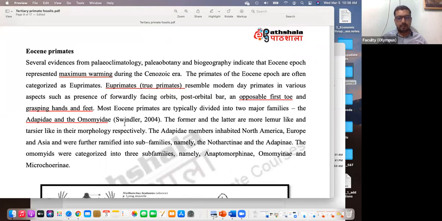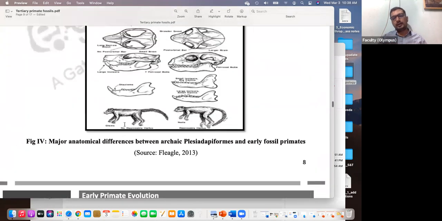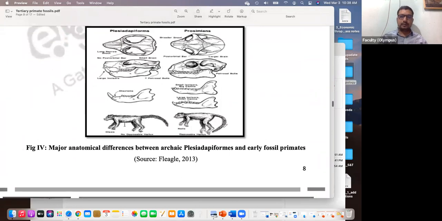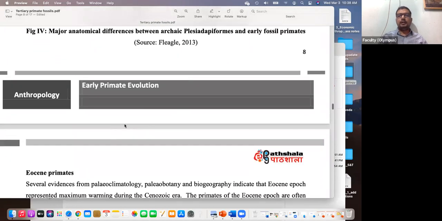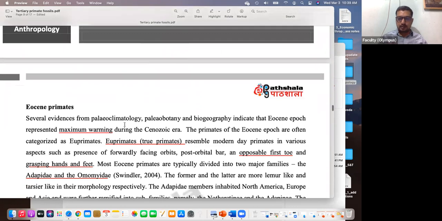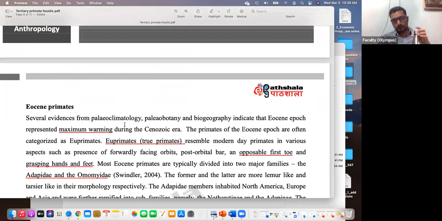Eocene, what type of primates were there? What are the specific families of them? What are their features? In theory, we have to be able to explain so much. So far we talked about the Paleocene where they're more like mammals, less like primates. Stereoscopic vision was not developed. Dentition pattern was slightly changed. This is what we have seen in the Paleocene. Now in the Eocene epoch.